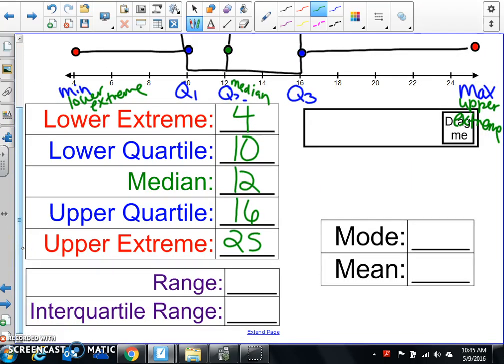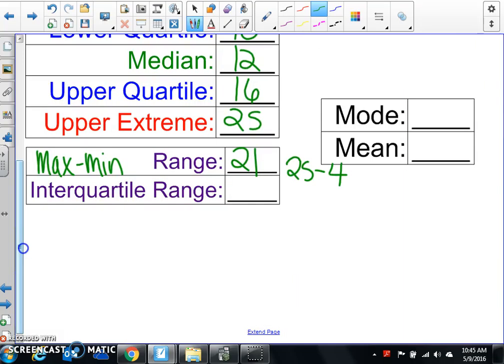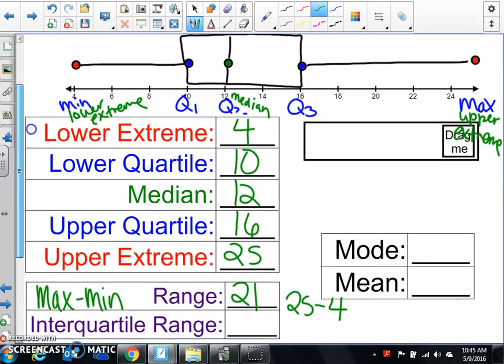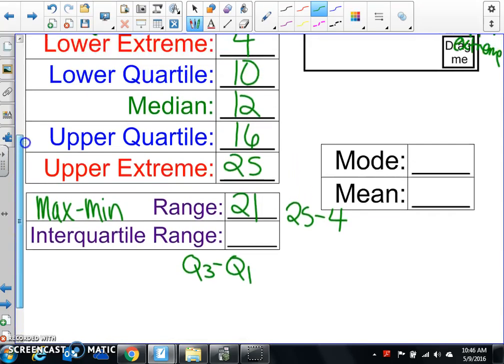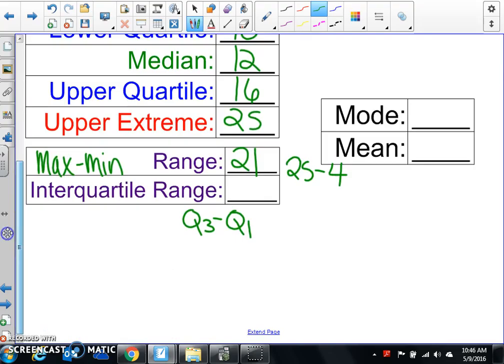Okay. The range of all of it is the max versus the min. So our max is 25. Our minimum was 4. So 25 minus 4 is 21. Versus the interquartile range, I take the Q3 minus the Q1. So my Q3 was 16. My Q1 was 10. 16 minus 10 is 6.